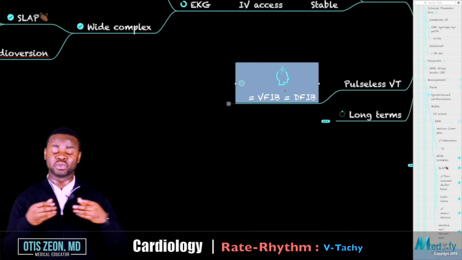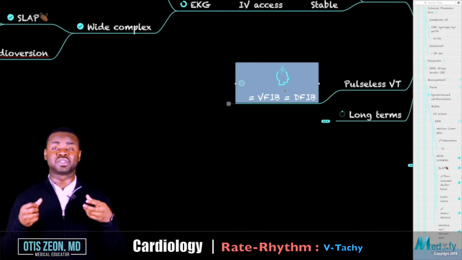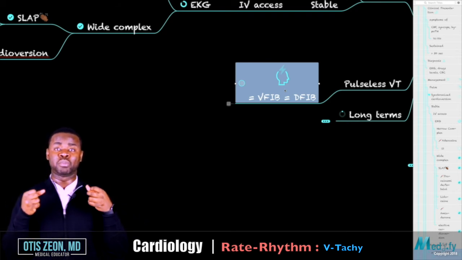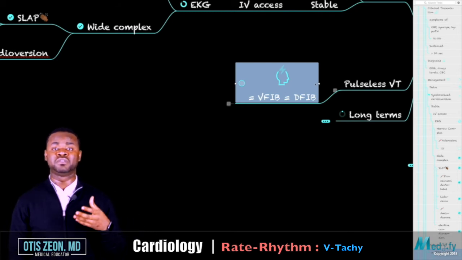So if a person has VFib, you apply energy. A person has ventricular tachycardia without a pulse, you apply energy. So VFib, defib is the same thing here. Ventricular tachycardia with no pulse, you defibrillate them.